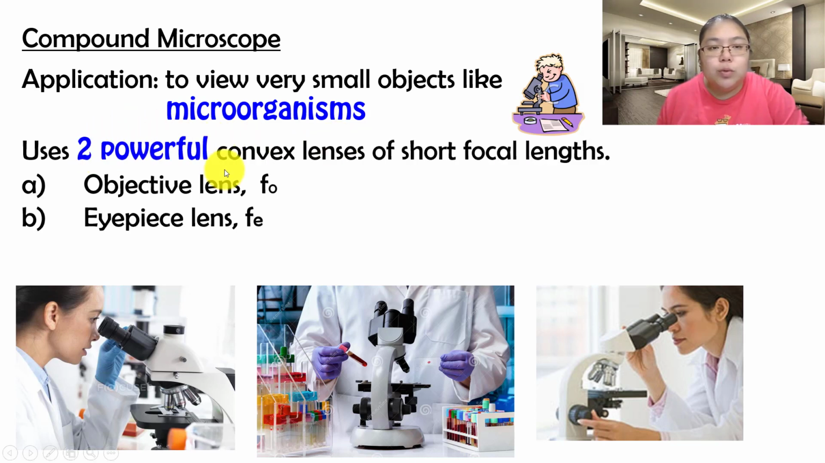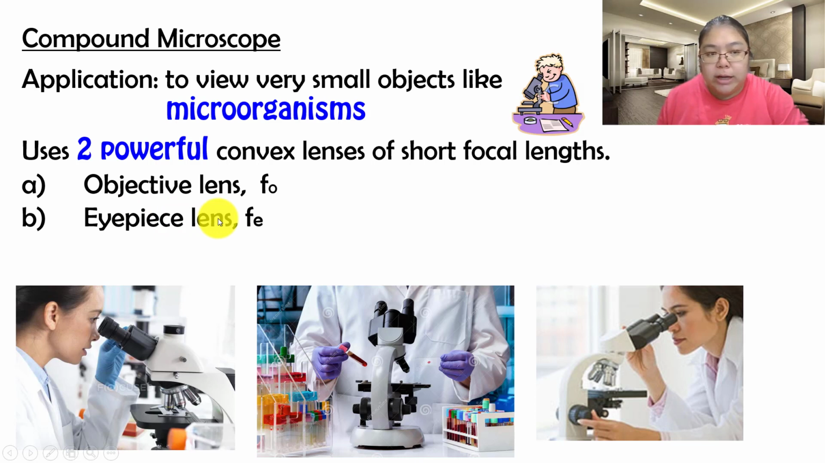Okay, we're using two powerful convex lenses of short focal length. Powerful means high power, so the focal length must be short. These two powerful convex lenses: one we call the objective lens, whose focal length we label FO. Another one is the eyepiece lens, FE. The objective lens must face the object. The eyepiece lens must go to your eyes.